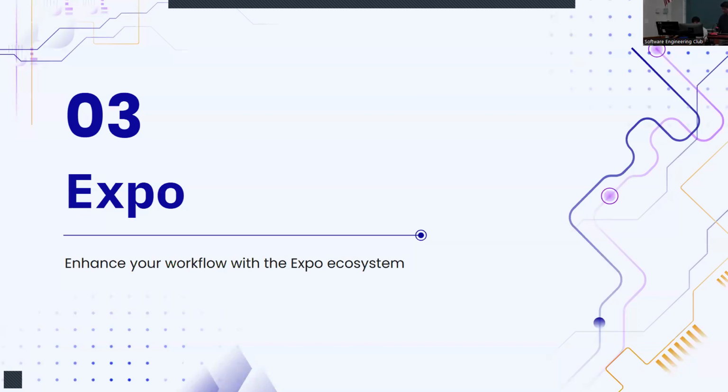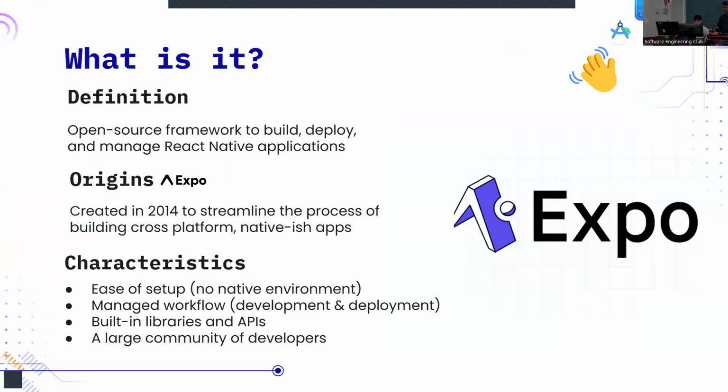And so this is more of an overview of the Expo ecosystem. It's an open source framework to build, deploy, and manage React Native applications, created in 2014 to streamline the process of building cross-platform, native-ish React apps. The characteristics of this are ease of setup, a managed workflow with built-in libraries and APIs, and a large community of developers.